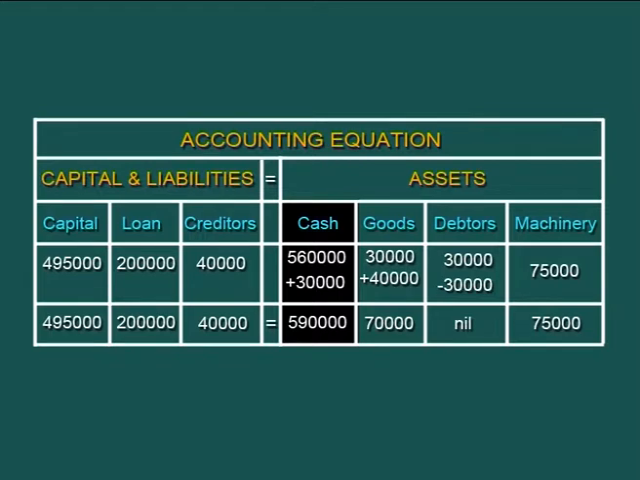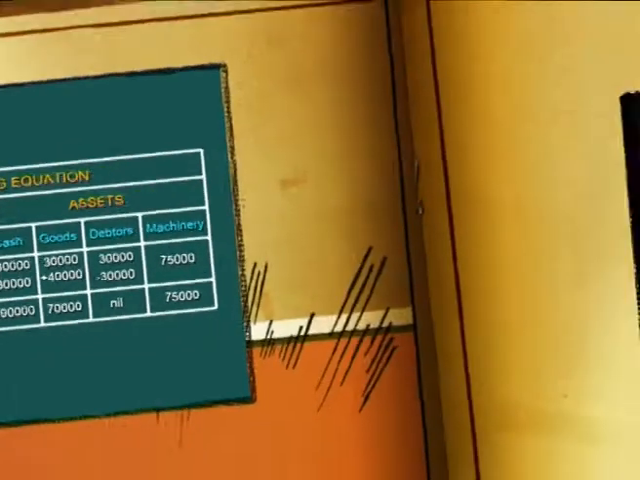So, one asset has decreased and another asset has increased. So, cash becomes 5,90,000 while debtors become 0, and sum total of all the assets become 5,90,000 plus 70,000 plus 75,000 rupees. So, that makes 7,35,000 rupees of total liabilities and 7,35,000 rupees of total assets.